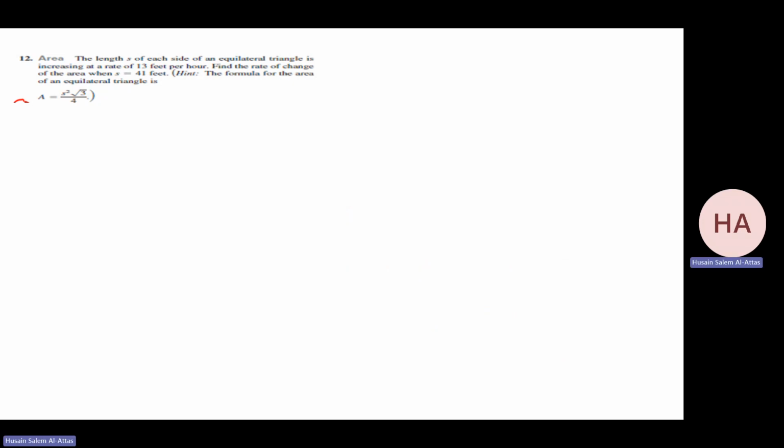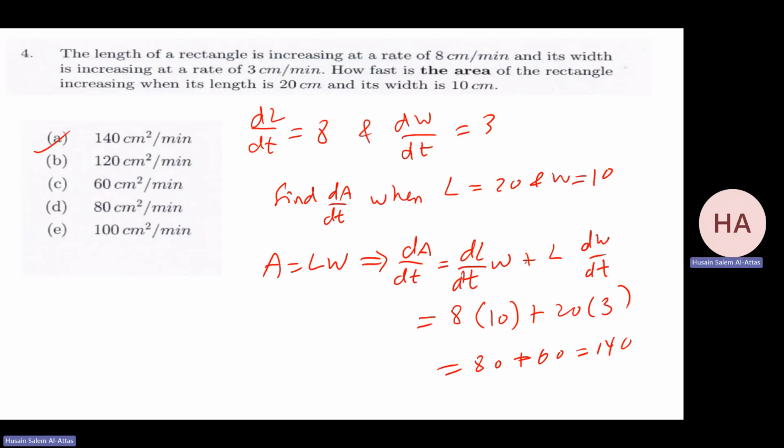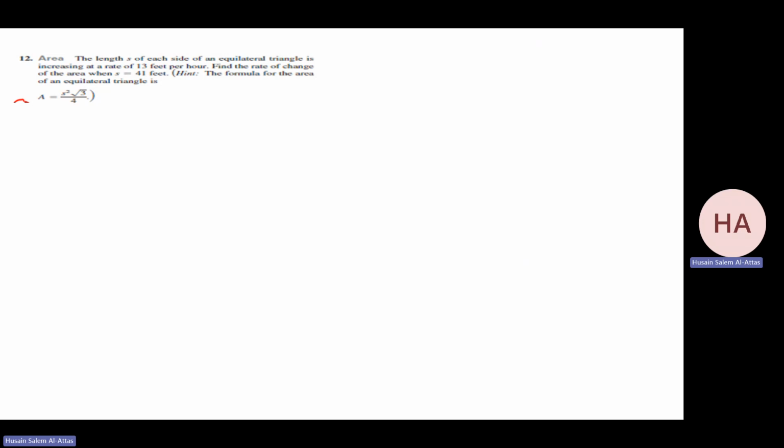Now we'll finish the rectangles and move to the triangles. The first one, we're talking about an equilateral triangle, where I have equal sides. This is x, this is x, this is x. And you want to relate it with the area, which is an equilateral triangle.